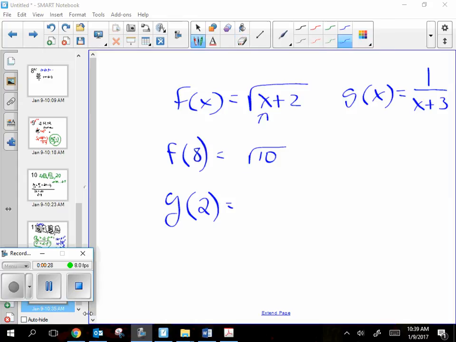The next one, g of 2, you stick a 2 in here, and then you get 1 over 2 plus 3 is 5, 1/5. Raise your hand if you had those right. Okay, good. Now let's try a little more complicated stuff.